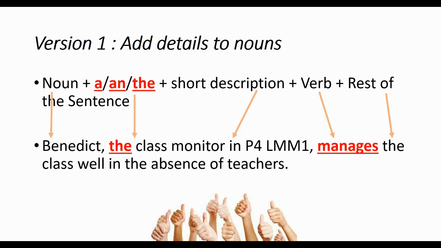You have two pieces of information about Benedict. Another way that this sentence can be written is Benedict is the class monitor in P4 LMM1, full stop. Benedict manages the class well in the absence of teachers, full stop. So if I have this information in two separate sentences, it makes your writing very repetitive. And to ensure sentence fluency, to ensure that your ideas flow very nicely and smoothly, I will combine my sentences like that to ensure that the details are added very nicely to the nouns. Okay, and your sentences are combined very nicely.